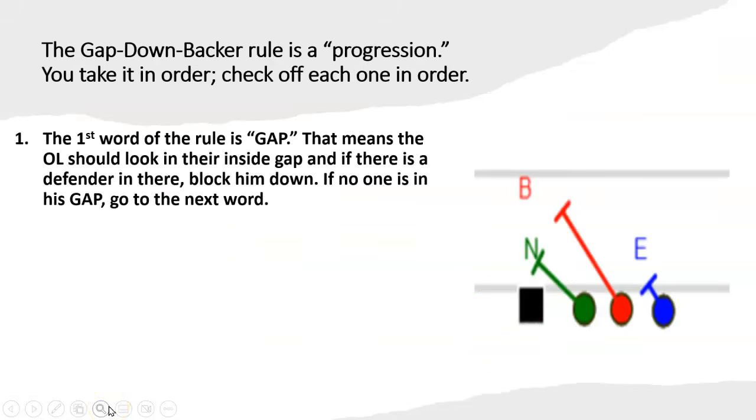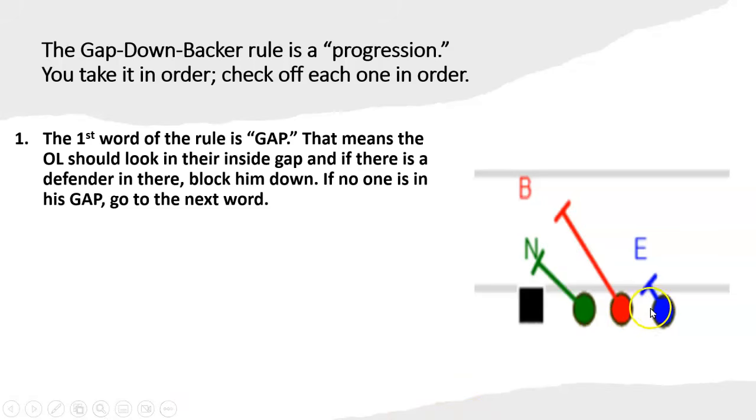All right, the gap down backer rule is a progression. And those of y'all that are longtime subscribers and viewers of Football Talk with Coach Chip know what I mean. The first word of the rule is gap. That means the OL should look in their inside gap. If something's there, boom. They don't even worry about down or backer. Those two words don't exist.